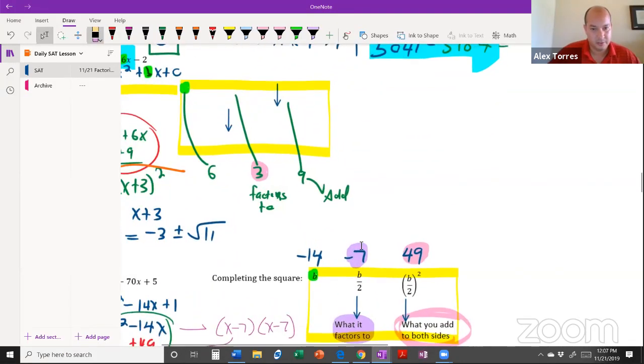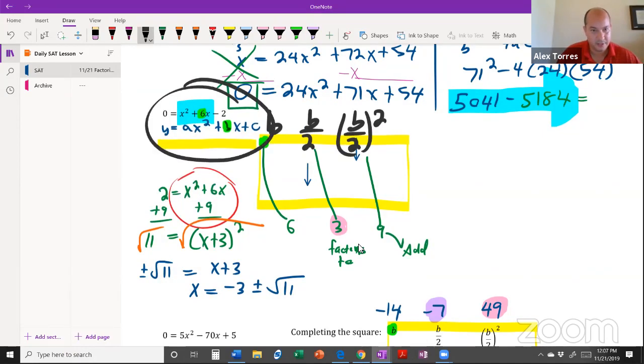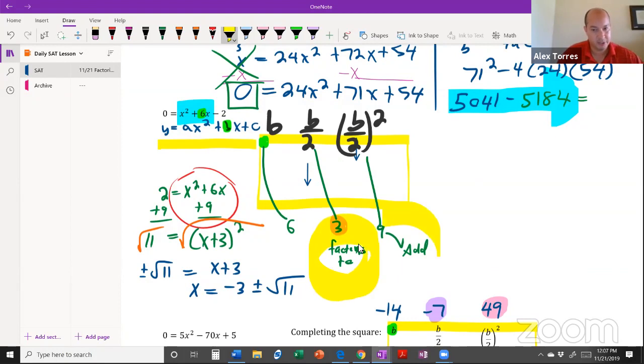So going into this one here, now we're sampling the completing the square method, which depends on having b over 2, and b over 2 squared. So in this quadratic here, the b is the 6. So we have 6 over 2, which is 3, and then 3 squared. And you need to know when you do the completing the square method that the b over 2 is what it'll factor to in the end, and b over 2 squared is what you add to both sides. So we added 9 to both sides, and we factored it to x plus 3 squared, took the square root of both sides to get x by itself.